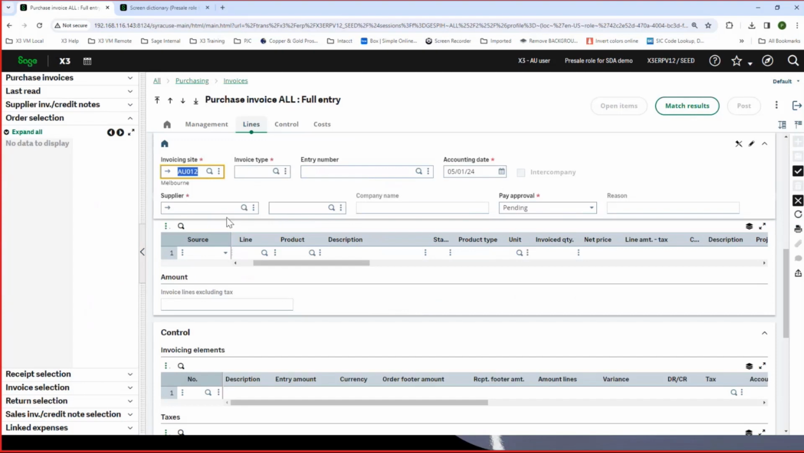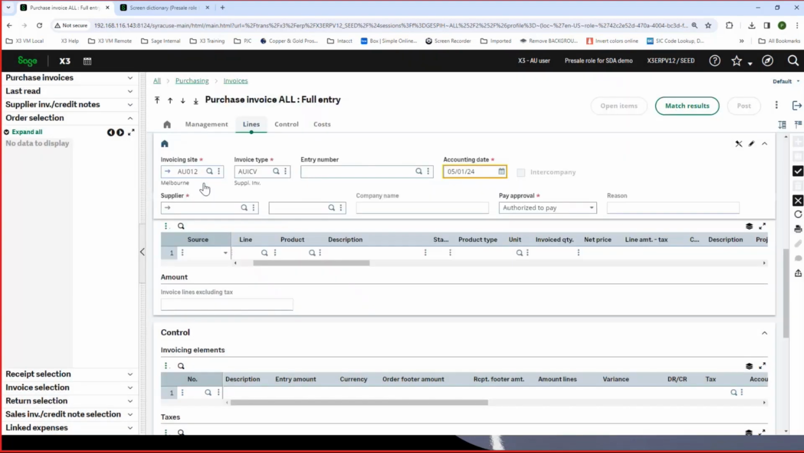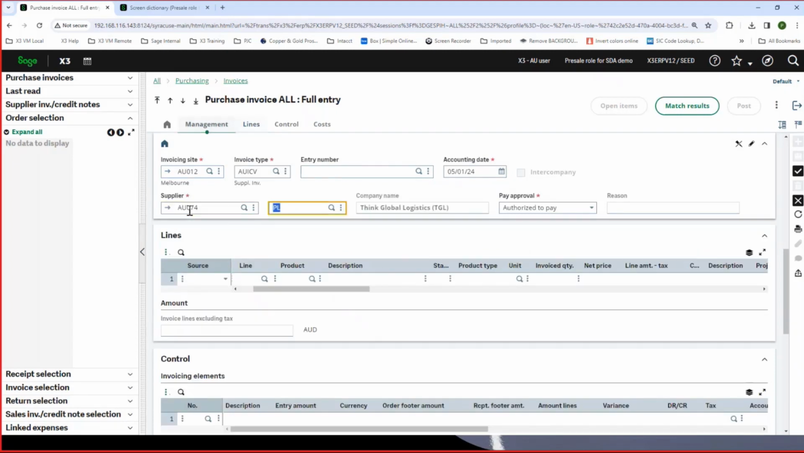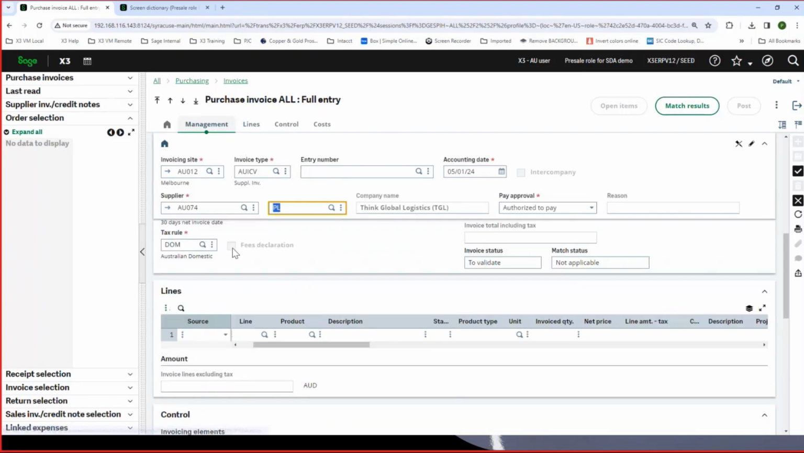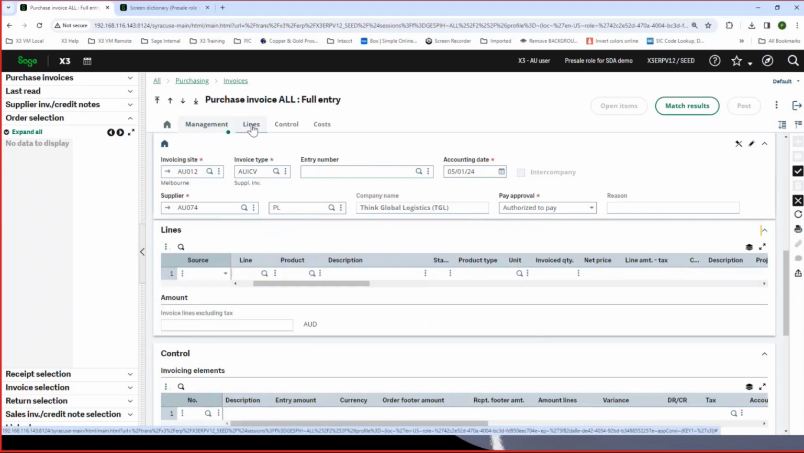Let's see how we enter the second type of invoice. So this is a supplementary invoice or additional invoice. I don't have a purchase order this time, and my supplier is a logistics company. Think Global Logistics. I'm going to enter an invoice number. And I'm going to go into lines.